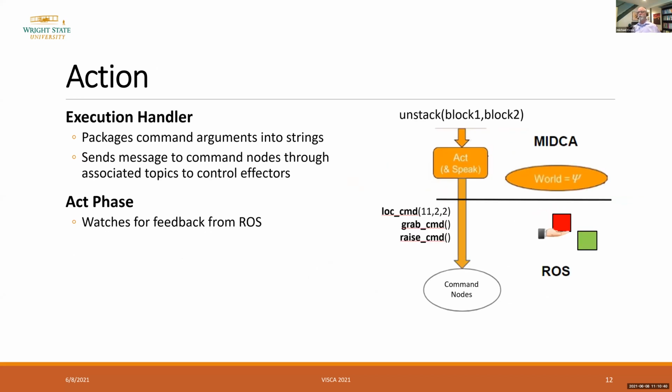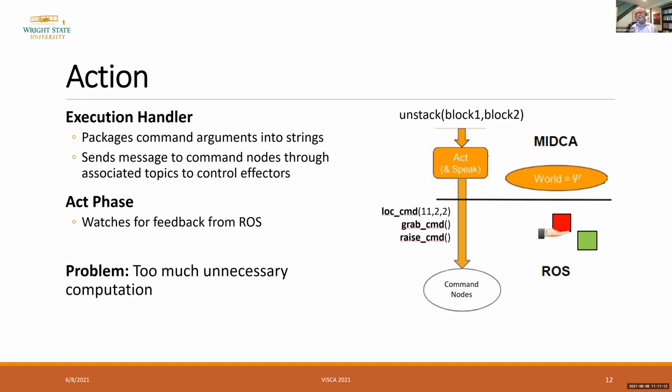Action is fairly straightforward too. Here we would move to the particular location for the red block, grip it and raise it. So unstack is mapped to 3 lower level actions in ROS for the particular robot that you would be operating with. For us, it's a Baxter robot. The act phase then watches for feedback to know when that command is finished and unstack is complete.